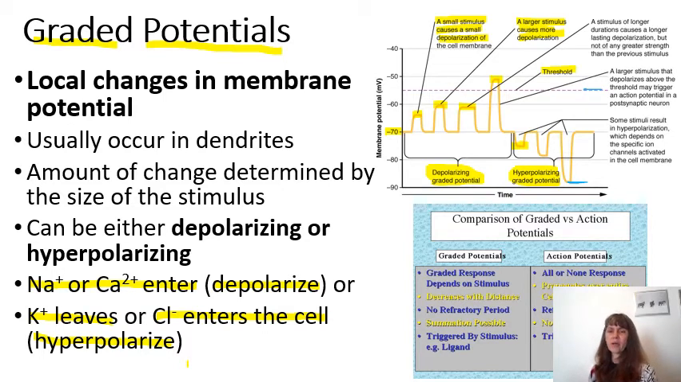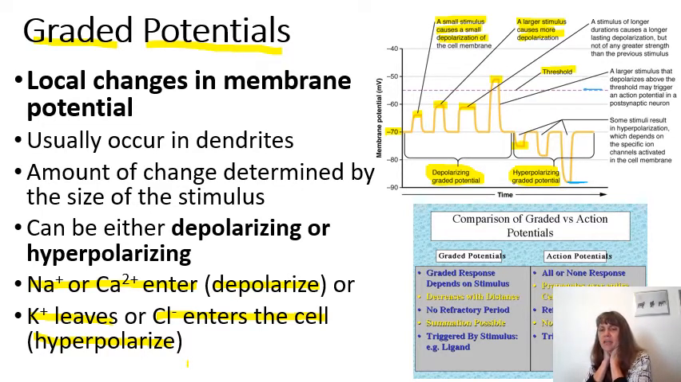If we look at the chart below on the right, you can see the comparison of graded versus action potentials. Graded potentials are a graded response depending on the size of the stimulus. Action potentials have an all or none response. They're either going to go, and when they go, they go completely, or not. Graded potentials decrease with distance. Action potentials propagate over the entire cell. Graded potentials have no refractory period. Action potentials have a refractory period.